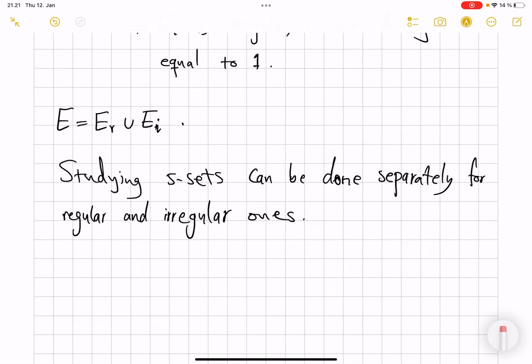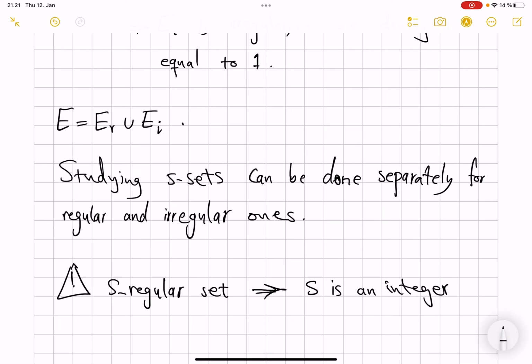As I have mentioned in the video dedicated to Marstrand's theorem, indeed we can never have S-regular sets unless the S is an integer. And this is a very remarkable deep theorem of Marstrand. So when S is non-integer, we can only talk about the irregular S sets.